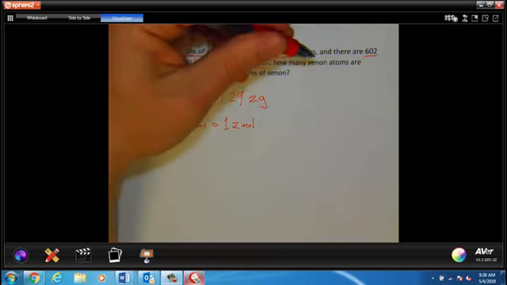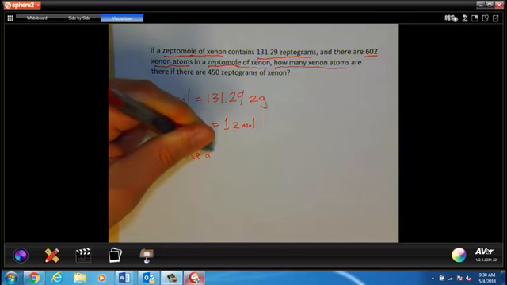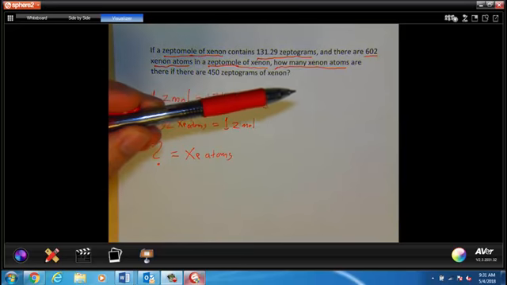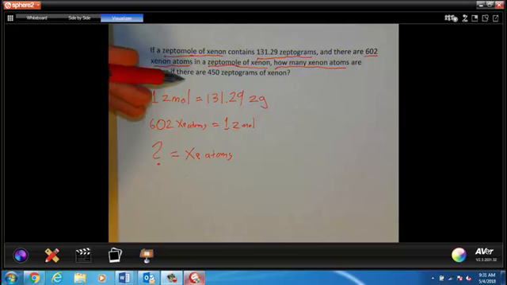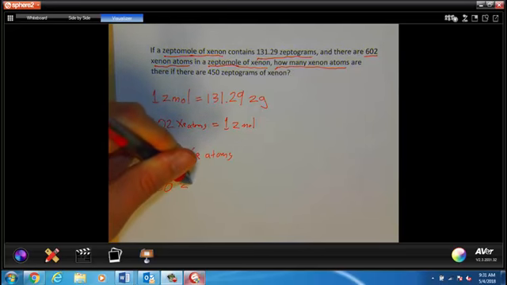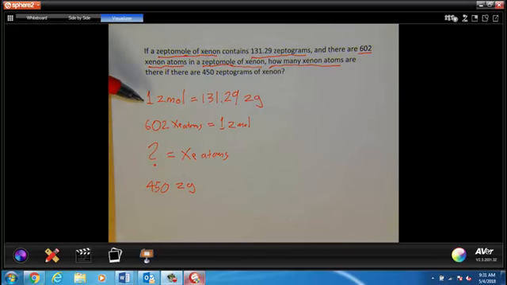So then our question, how many xenon atoms? I'm going to write that as a question: question mark equals xenon atoms. So we know that that's what we're trying to find. Let me start off. How many xenon atoms are there if there are 450 zeptograms of xenon? Okay, so I'm going to write 450 z-grams. So that's our information. We have this equality, we have this equality, we have this question, and we have this statement of a number.